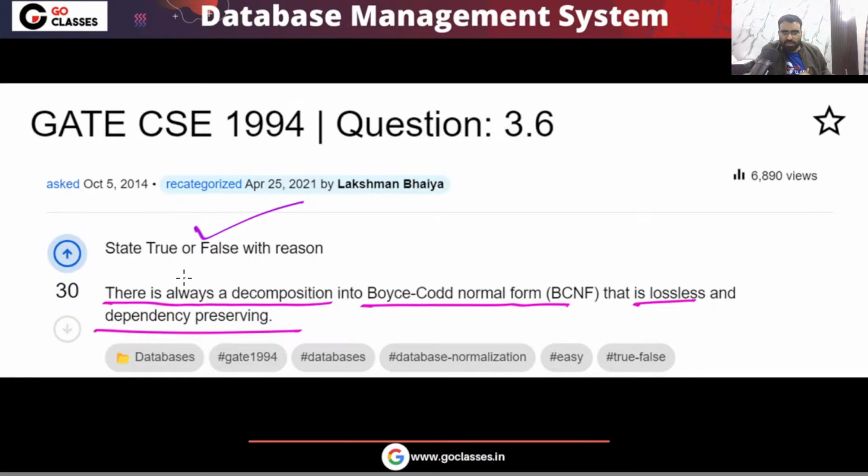So you can see the question is saying there is always a decomposition into BCNF which is lossless and dependency preserving. This statement is actually false. Okay, is this clear? This is false.